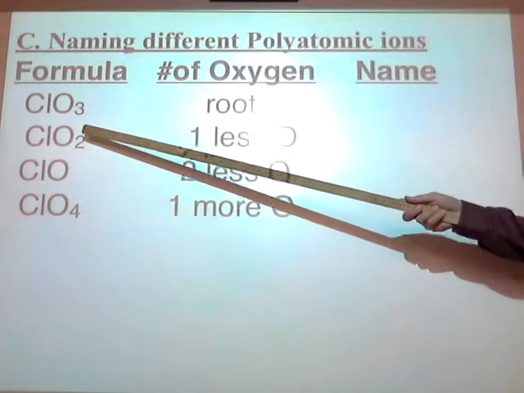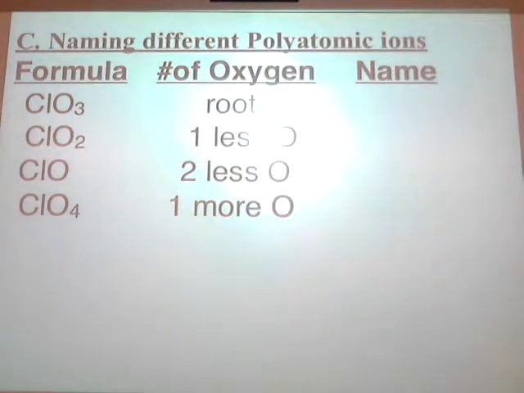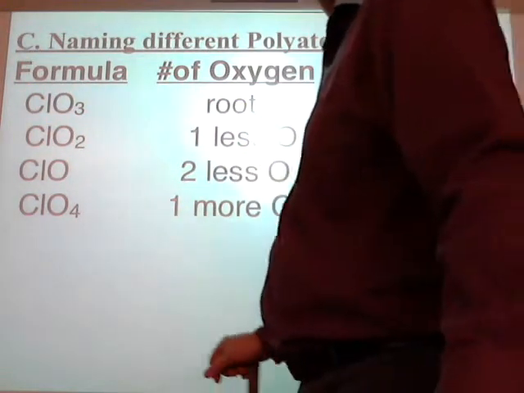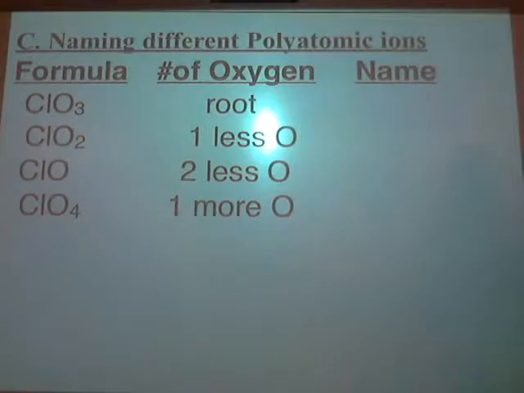These are not on the sheet, but they're all named the same way. And a lot of those ions could have different numbers of oxygens. For example, there's an NO3 on the sheet. It could be NO4. It could be NO2. I could do that. All right? So let's go over how we name each of these.